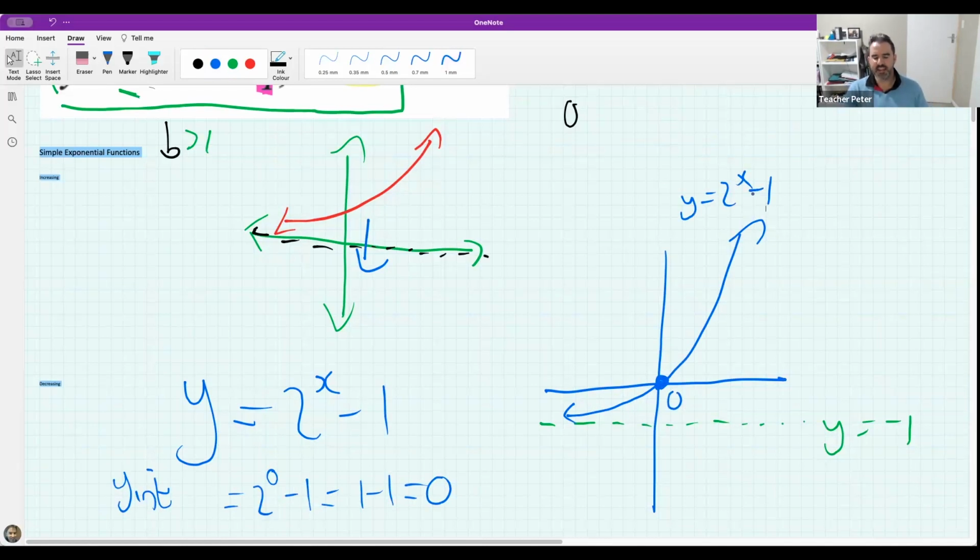Give me a score out of 10 for how well you understand that drawing of an exponential function.